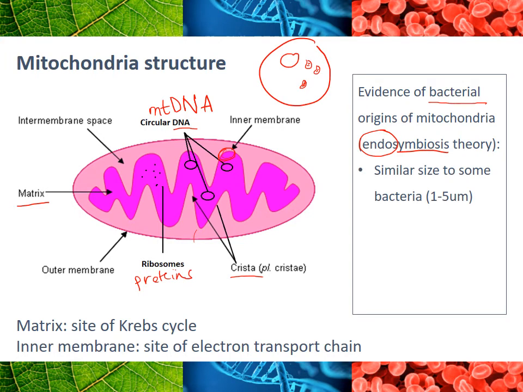So the evidence we have of that is the size of mitochondria. They're quite similar to bacteria. So for organelles, they are quite large. They have their own DNA. So that mitochondrial DNA is similar to bacteria, have their own circular chromosome, and also these double membranes, which is quite similar to prokaryotes, which have a cell wall as well as a cell membrane.